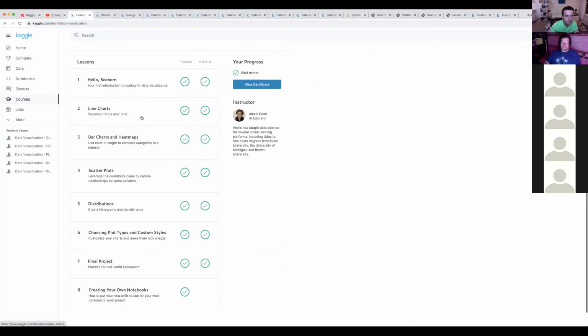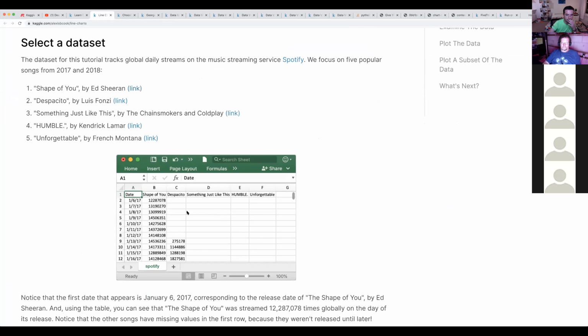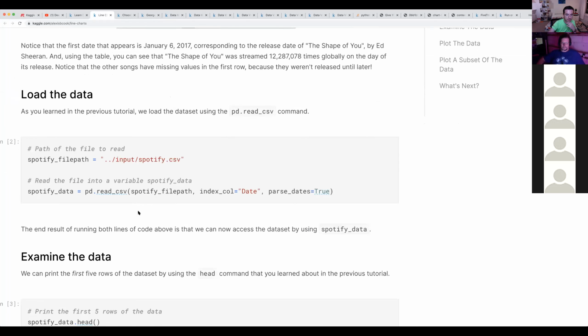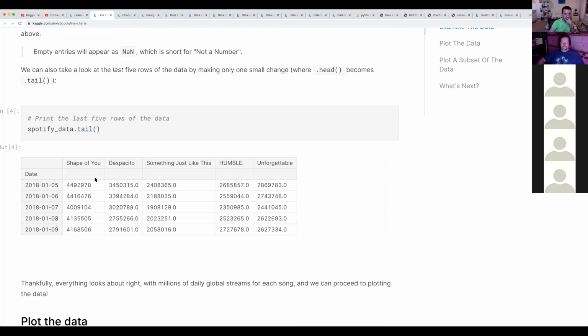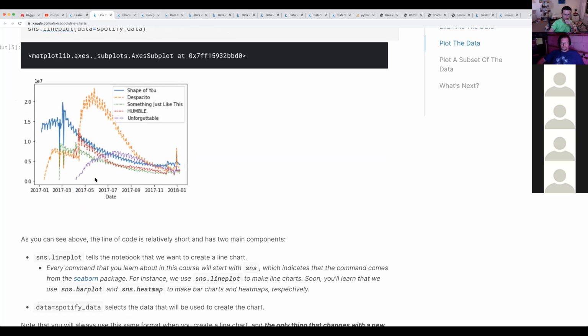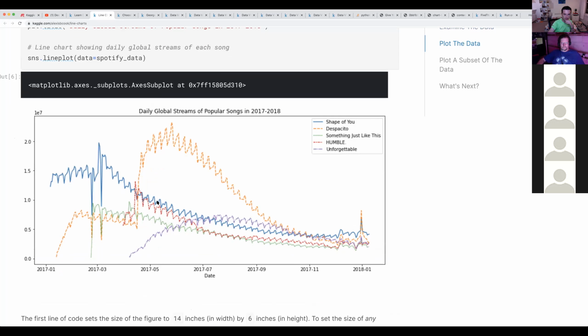I think it was line chart. Let's see. Okay. Yeah, so it's days. The date is days. So you see January 6th, 7th, 8th, 9th, 10th. And that's the same plot that we saw, just compressed. So yeah, that's the weekly seasonality you were talking about, Robert. Here.